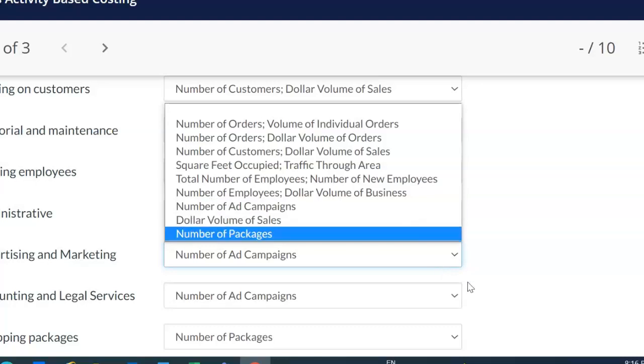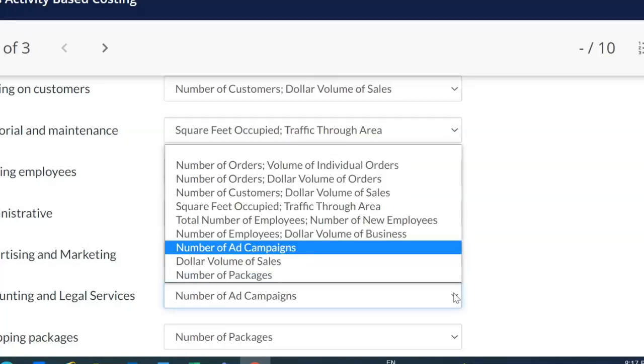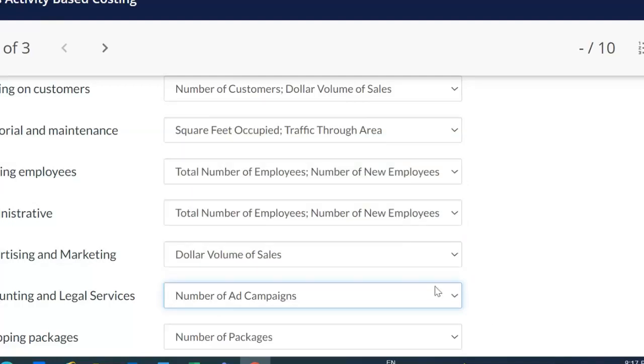Advertising might be more dollar volume of sales, yeah. The more of the items that you sell should pick up more of the marketing costs, because you're marketing all your products to the outside world. So therefore, if you're allocating indirect costs in marketing, you should allocate it to the product that has the most sales. So you got it, dollar volume of sales. Accounting and legal services. Well, that would be number of customers or dollar volume of sales. Oh, I'm sorry. Maybe you have here number of ad campaigns. Maybe that would be advertising, number of ad campaigns, and dollar volume of sales would be accounting and legal service.